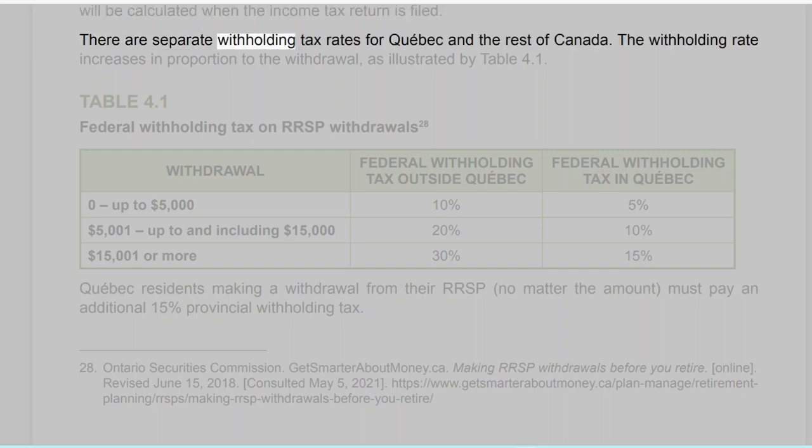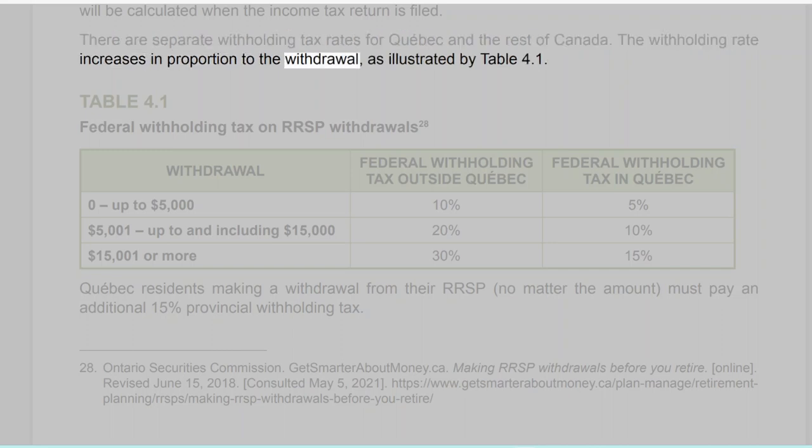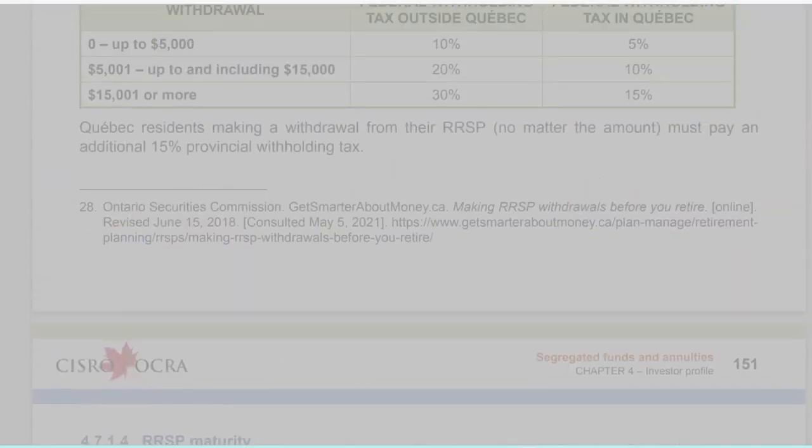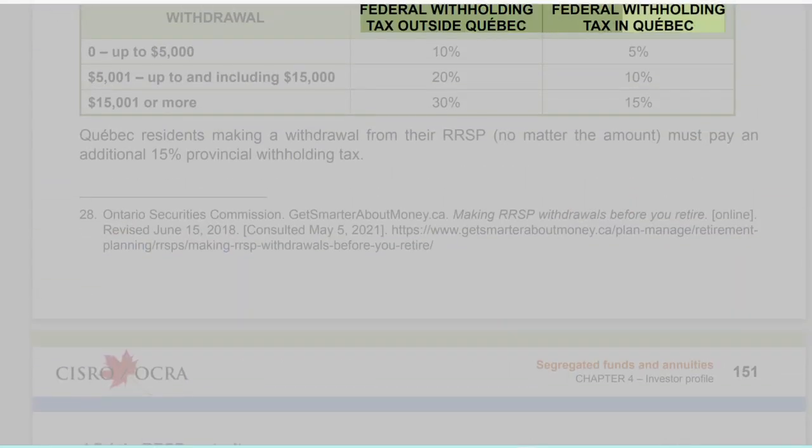There are separate withholding tax rates for Quebec and the rest of Canada. The withholding rate increases in proportion to the withdrawal, as illustrated by Table 4.1. Table 4.1. Federal withholding tax on RRSP withdrawals. Withdrawal, federal withholding tax outside Quebec, federal withholding tax in Quebec.